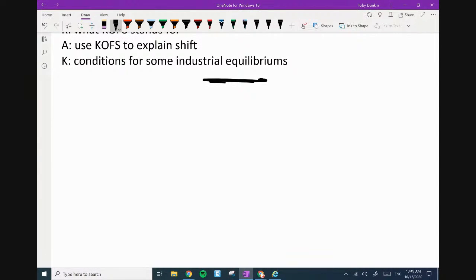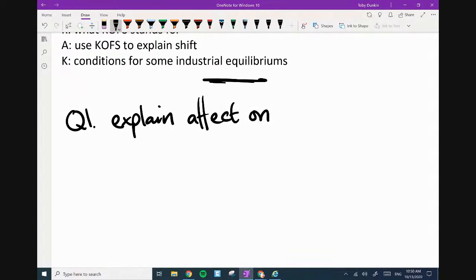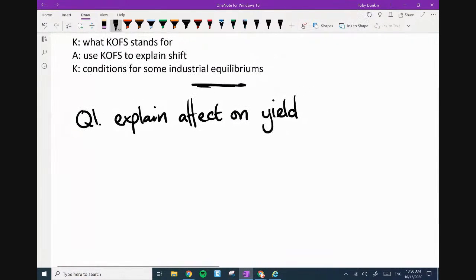Okay, so now the first thing we need to do in this particular scenario is remind ourselves that this is all about questions in the exam. So question number one: explain the effect on yield when, let's go for temperature first, when temperature is decreased.